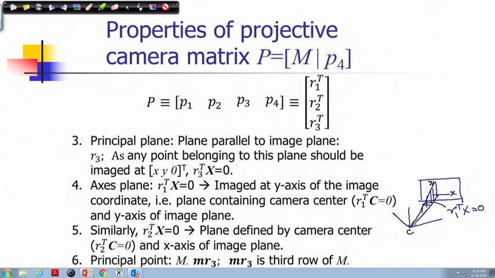Similarly, if I consider the x axis, this plane should be given by R2 transpose x equal to 0.